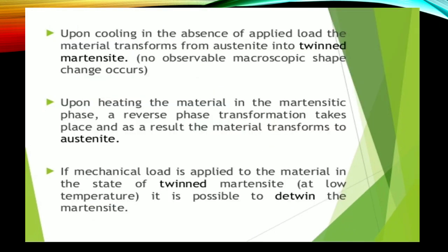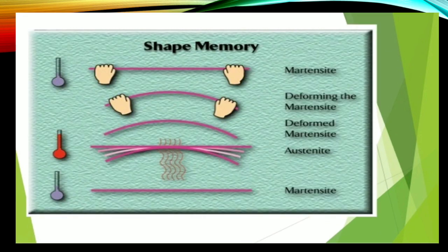Heating and cooling. Upon cooling, in the absence of applied load, the material transforms from austenite into twinned martensite. Upon heating, the material in the martensite phase reverses the phase transformation and transforms back to austenite. If a mechanical load is applied to the material in the state of twinned martensite at low temperature, it is possible to detwin the martensite. You can see in this diagram how it is done: martensite, deforming under martensite, austenite. When temperature is raised, it returns from the martensite condition.